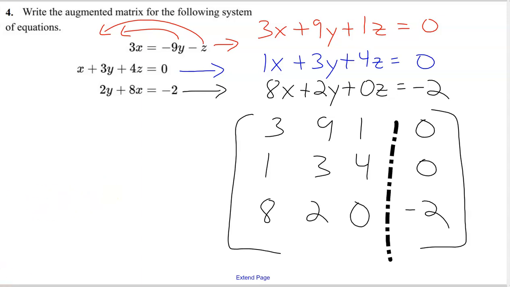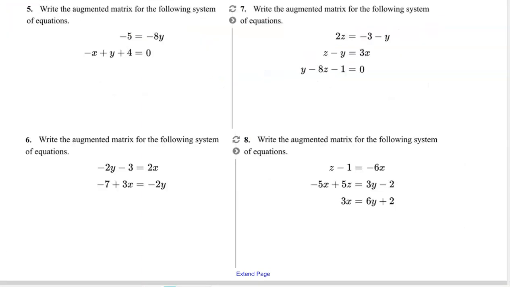Let's see if I got anything else here. Okay, so I added a few examples for you to practice. So feel free to just pause the video here and see if you can get these right.